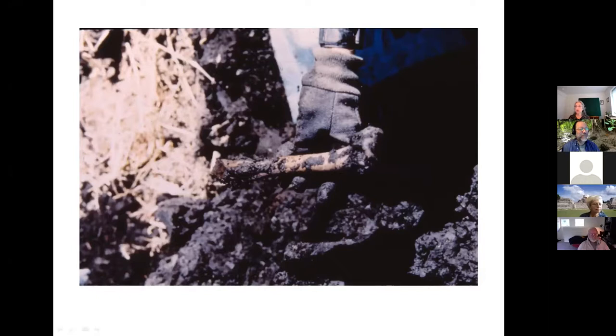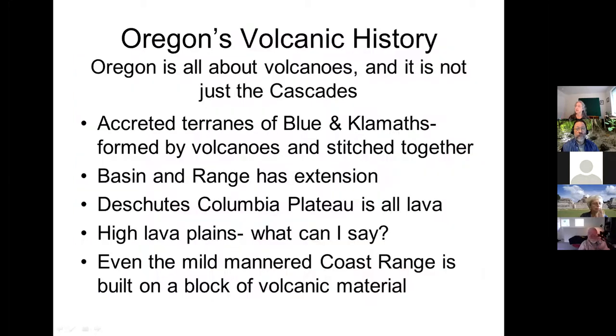Okay, I put this in at the last minute because if we had one kind of geologic process that characterizes Oregon, I would have to say it's volcanics. So Oregon has a very volcanic history. It's all about volcanoes and not just the Cascades. You know the Cascades are volcanoes, but look at the accreted terrains of the Blue Mountains and the Klamath Mountains. In some cases, they were offshore volcanoes. And they've certainly been stitched together by this process of accretion, which brings plutonic igneous rock to the surface and glues them together. So we've got that.